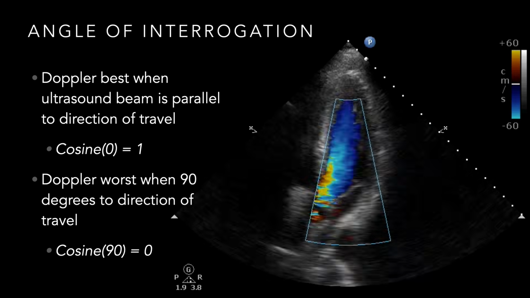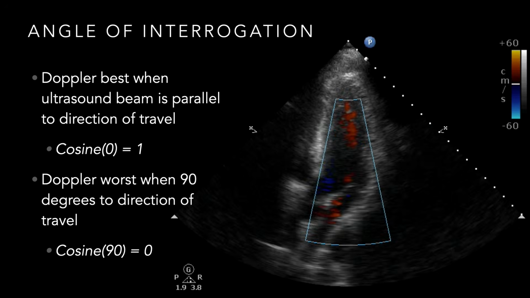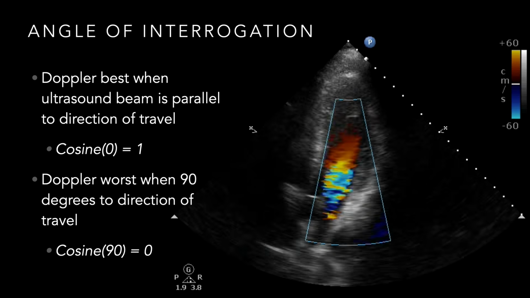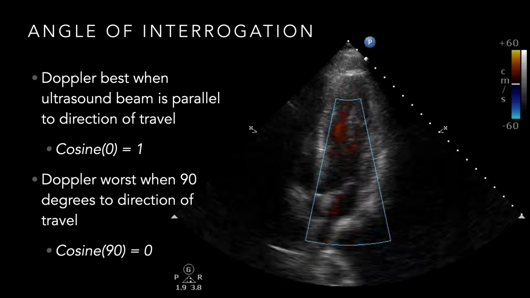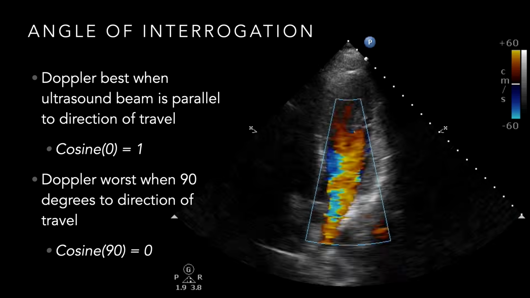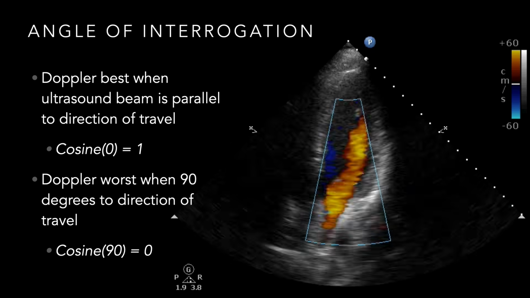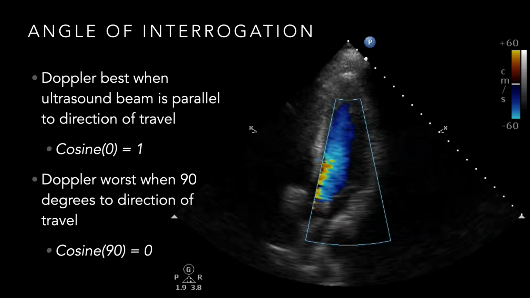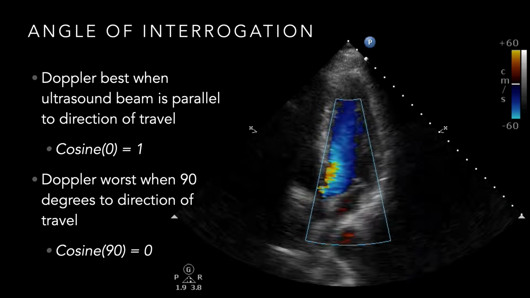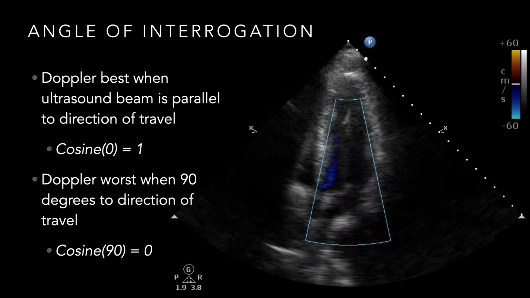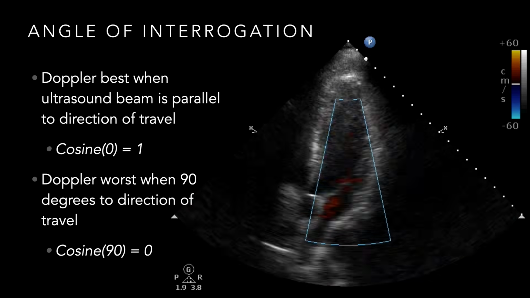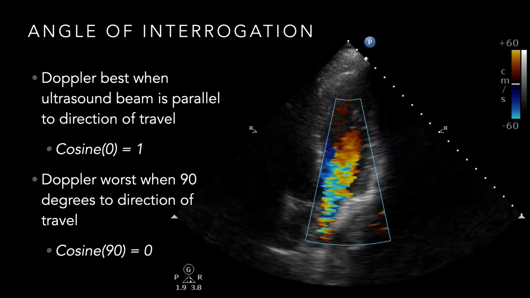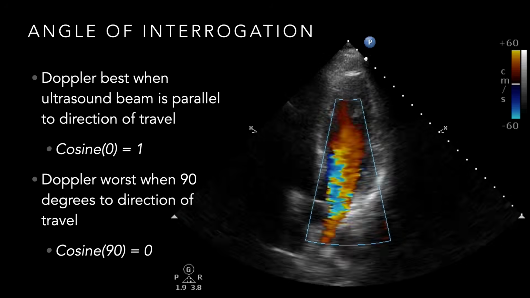The next thing that we need to adjust is the angle of interrogation. We talked very early in the talk about how an ultrasound beam that's parallel to the direction of blood flow is going to be the most accurate, because the cosine of 0 degrees equals 1. An ultrasound beam that's perpendicular to blood flow is going to be the least accurate. It's actually not going to be able to resolve it, because the cosine of 90 degrees is 0.